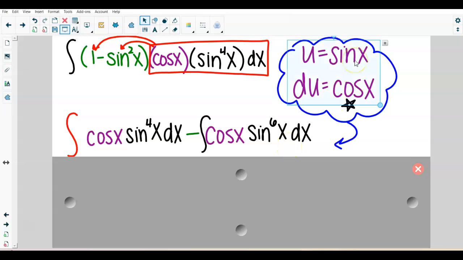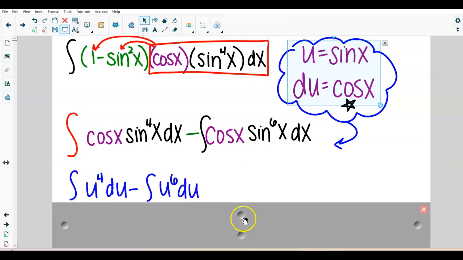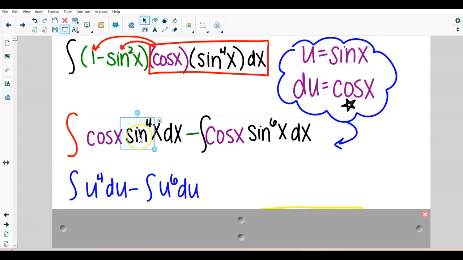And now we're ready for our u substitution. We have everything in terms of u and du. We've broken it up into two separate integrals. So now we can throw in the fact that sine is our u. So this turns into u to the fourth. Cosine is our du. So now we have u to the fourth du. We'll do the same with the other integral. Sine is our u, so we have u to the sixth. Cosine is our du, so this turns into u to the sixth du.